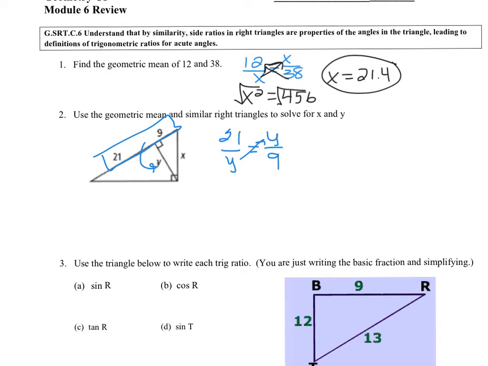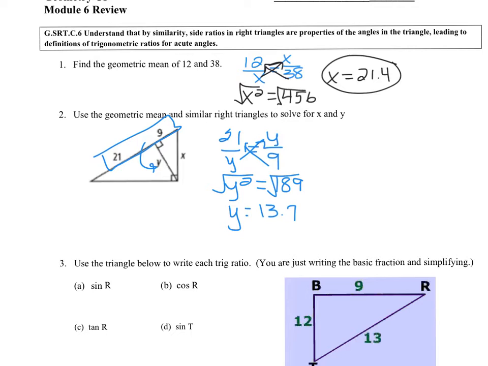I'm going to cross multiply. So I'm getting y squared equal to 189. I'm going to square root that. And when I square root, I find out that my y is equal to 13.7.